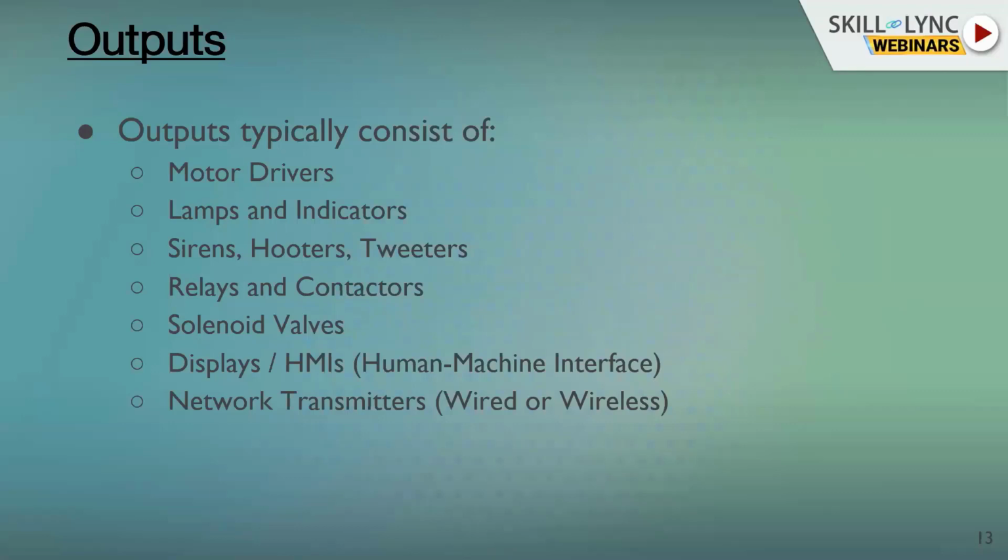And then there are very important outputs called relays and contactors. So these are the electromechanical devices which allow a very small microcontroller which doesn't have a lot of power to actually control a much more powerful piece of equipment.